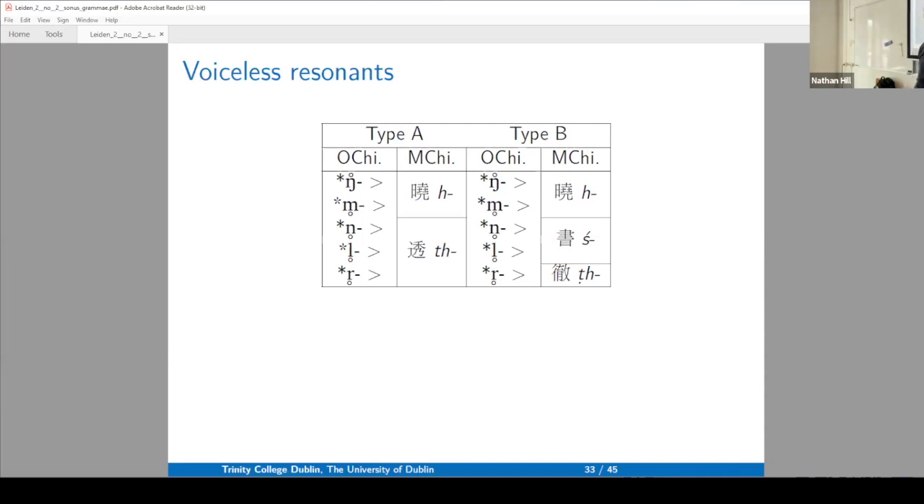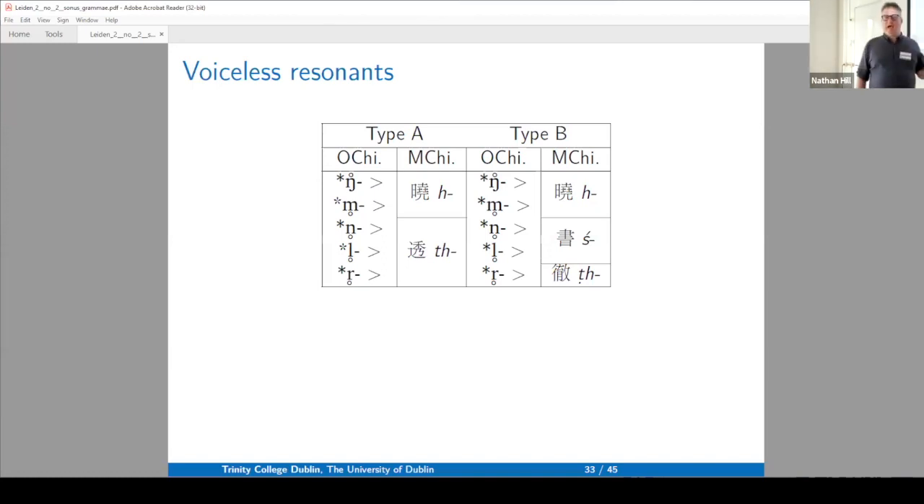Nga and ma in type A syllables become ha, and then in type B syllables they also become ha. And then na, la, and tra become tha in type A syllables, and then na and la become sha in type B syllables, and then shra becomes ka in type B syllables. And then this starts to look, I don't know, natural might be the wrong word, but elegant, right?